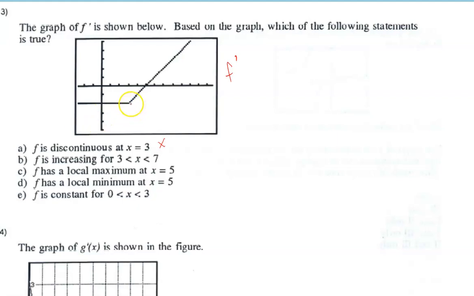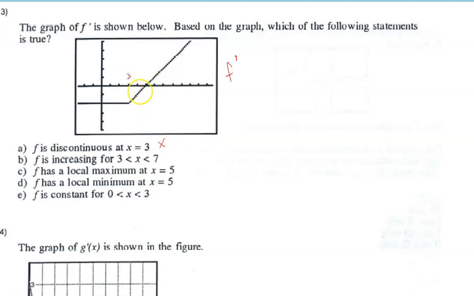Now remember, it's not asking about whether f prime is discontinuous here. It says f is discontinuous. Well, because this point exists, then yes, f is continuous. Moving on, f is increasing on 3 to 7. For f to be increasing, then f prime needs to be positive. And is f prime positive on 3 to 7? No, it is not. 3 is right here.